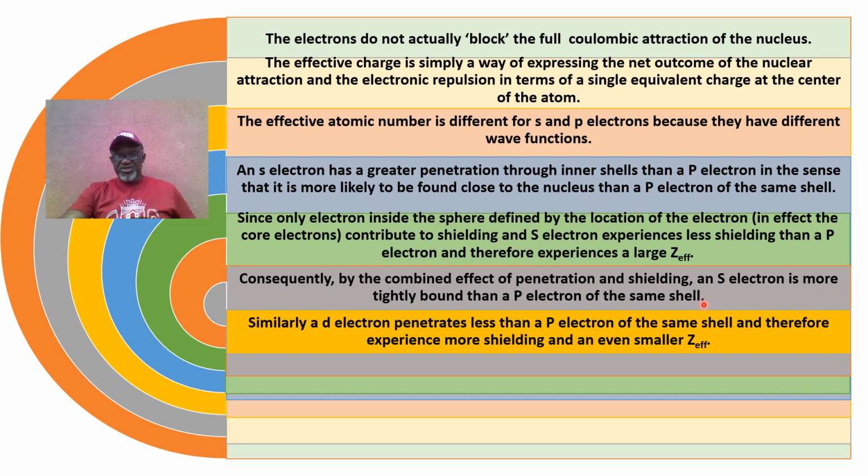Similarly, a d electron penetrates less than a p electron of the same shell, and therefore experiences more shielding and an even smaller effective nuclear charge.